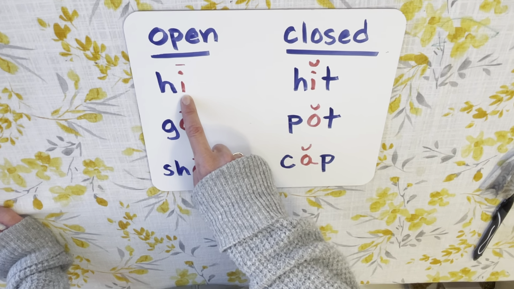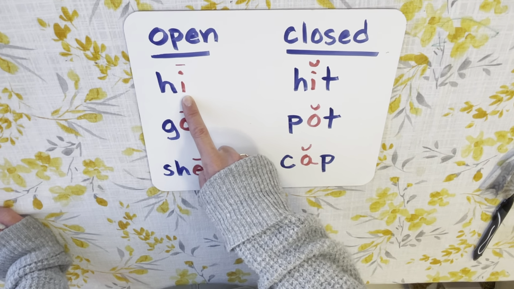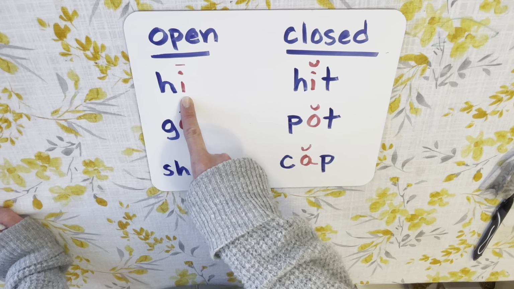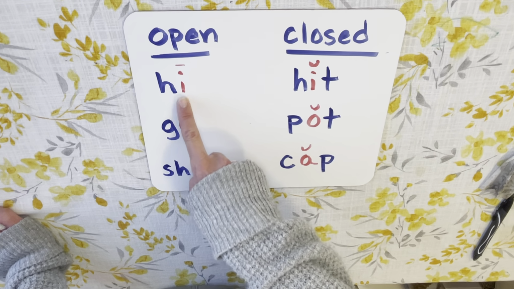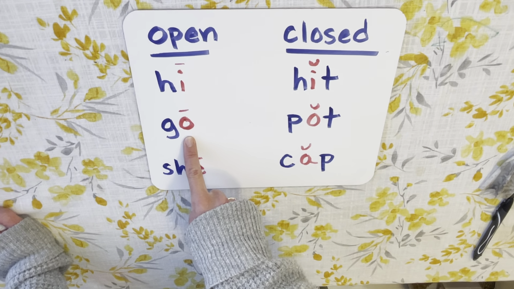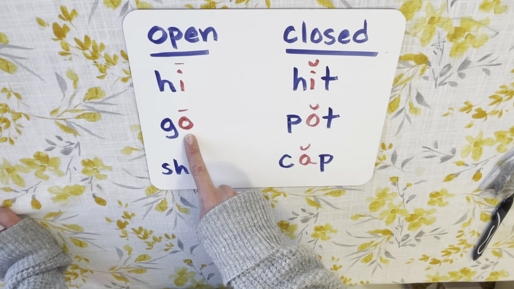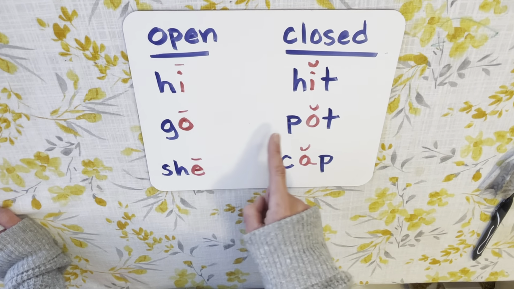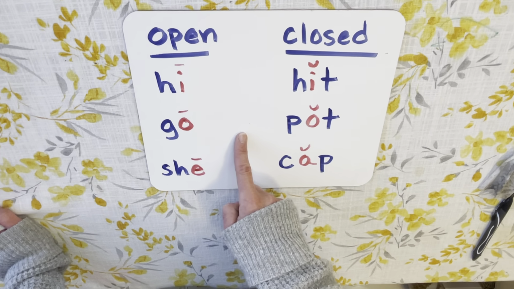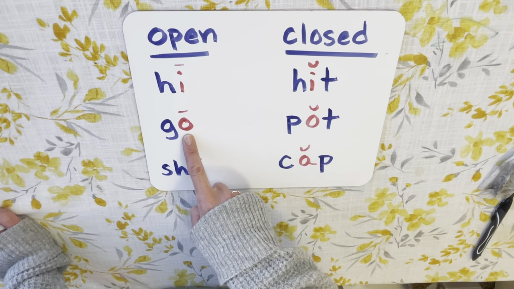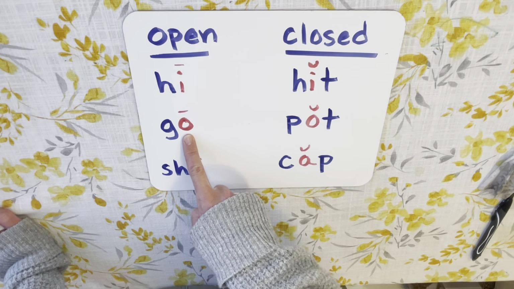And when a vowel is left out in the open, it makes its long sound, like in the word high. In the word high, the letter I, or the vowel I, is making its long sound, which is I, high, okay? Another word is go. Our vowel O is left out in the open. There's no consonants after it. So it's going to make the long O sound, go.